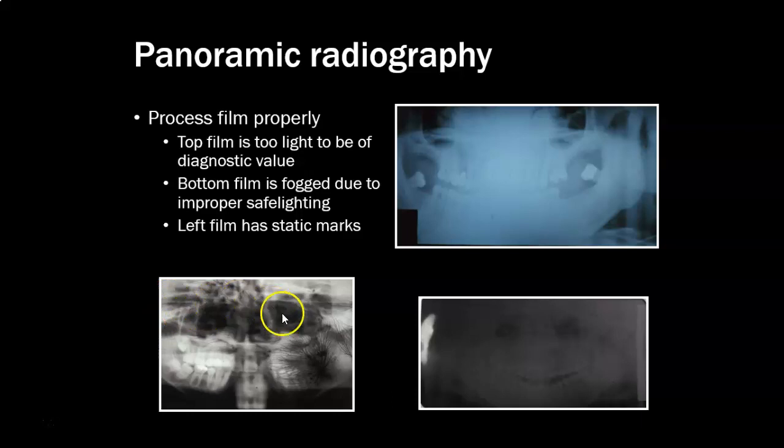And then the left film has static marks, so static electricity. You can see that going all through the film. So those are all, again, if you have a traditional Pano, you're going to run it through a processor with fixer and developer, so a lot of the same things apply. If your fixer is old or your developer is old or the temperature is off, all of those same things apply if you're running a Pano through a traditional processor.